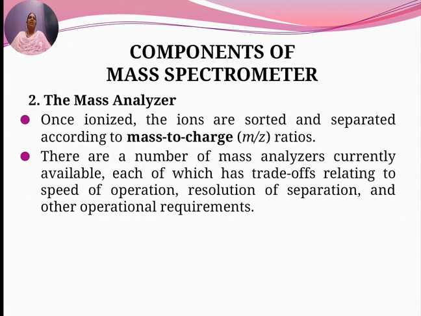What happens in the mass analyzer? The ionized sample particles are sorted and separated according to the mass to charge ratio. Depending upon the mass analyzer, each has its own speed of operation, resolution of separation and other operational requirements, depending upon the nature of the sample which we are analyzing.